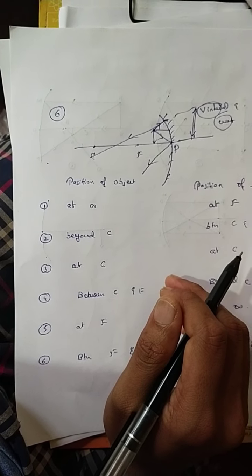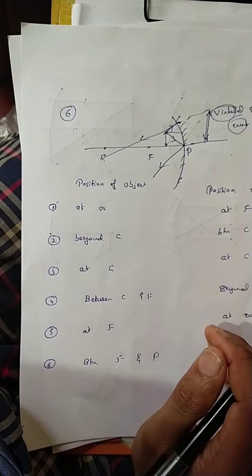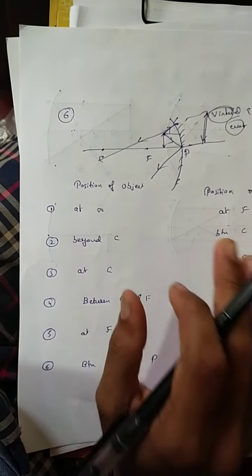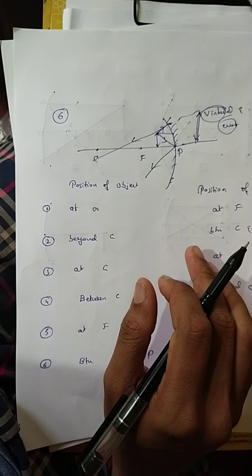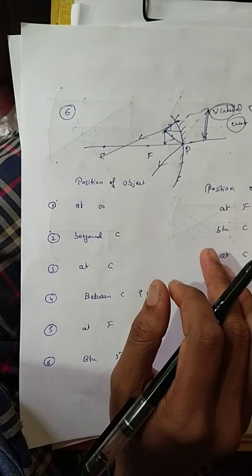At infinity, beyond C, at C, between C and F, at F, and between F and P. So these are the explanations related to image formation by a concave mirror for different positions of the object.